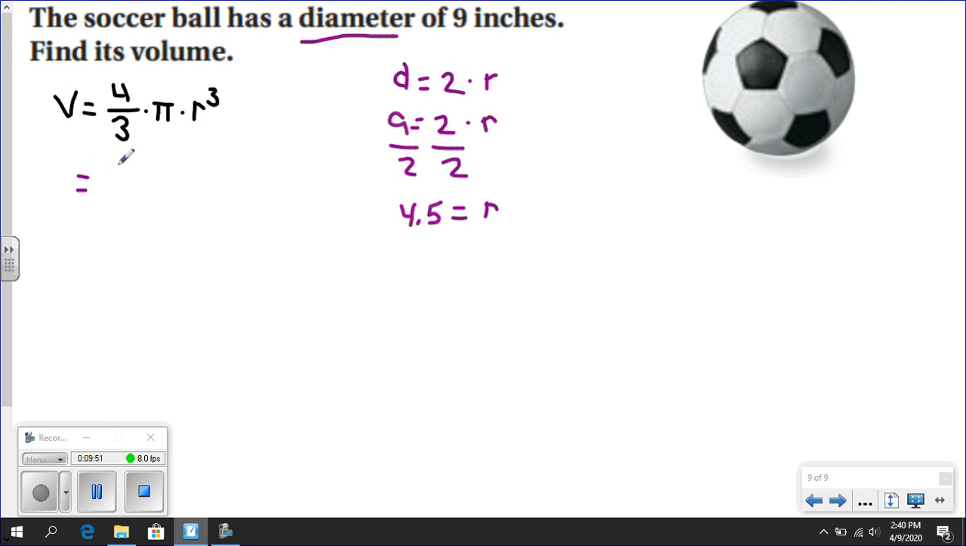So here we go. 4/3 times pi times 4.5 cubed. Plug that right into your calculator, use the pi button, and you get 381.70. We're in inches, and I'm going to cube it. And that's it.